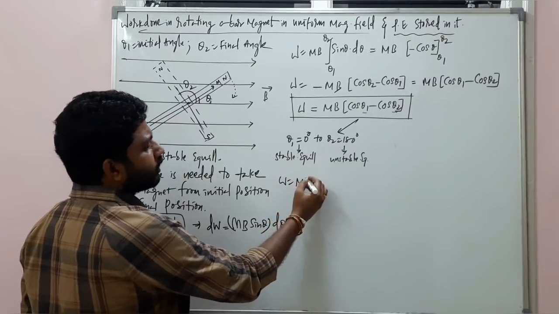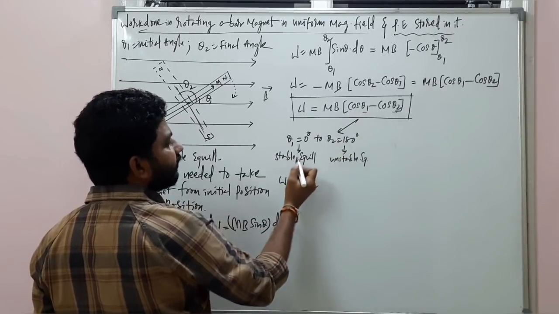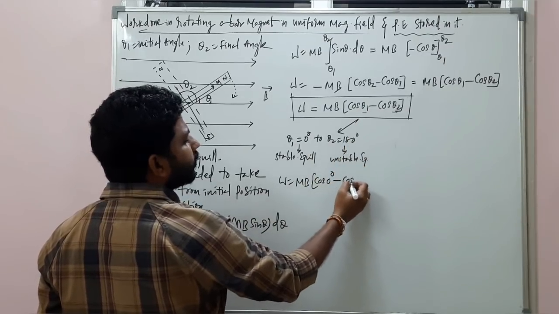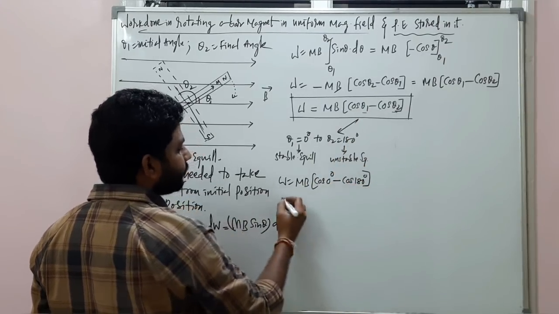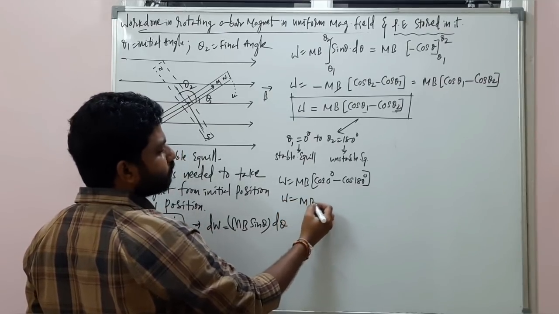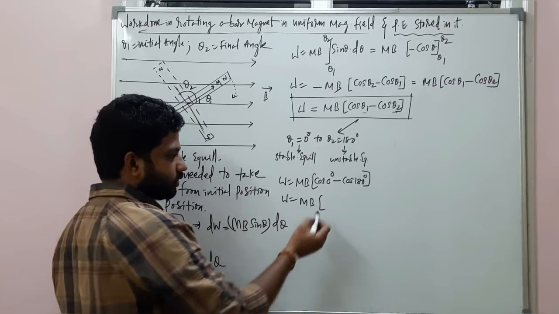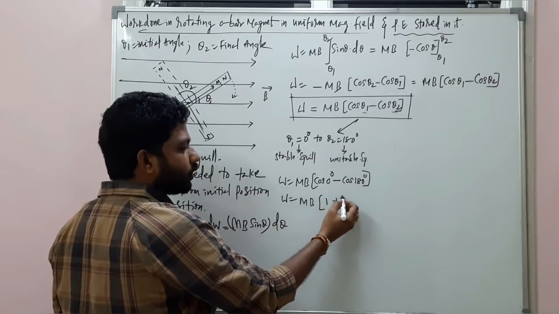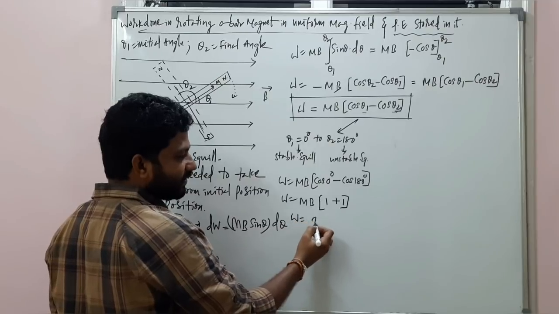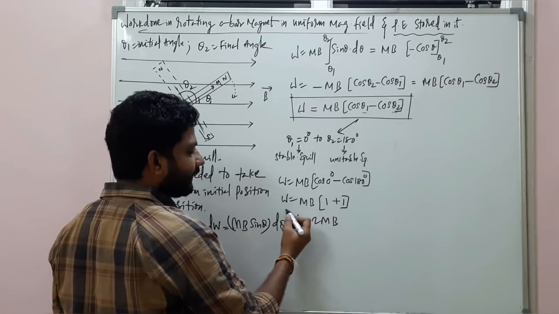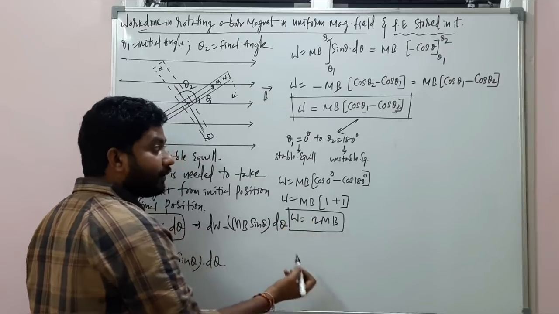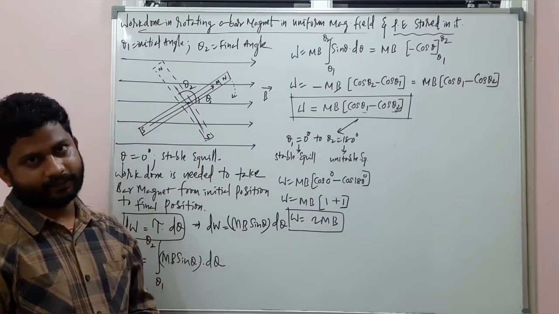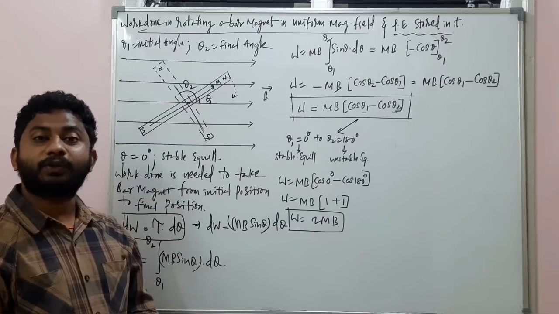W is equal to mB into cos theta 1, it's cos 0 degrees, minus cos theta 2, it's cos 180 degrees. Okay. So W is equal to mB into cos 0 degrees, which is 1, minus cos 180, which is minus 1. W is equal to 2mB. Understand? Stable to unstable, it will be 2mB. Unstable to stable.